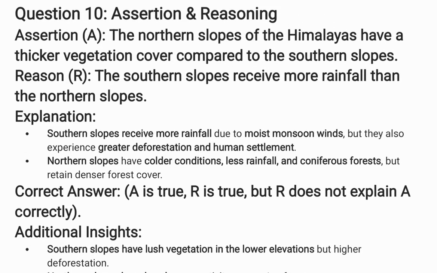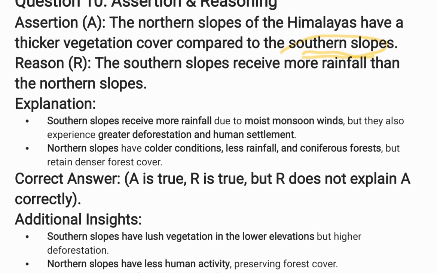Northern slopes of the Himalayas have a thicker vegetation cover compared to the southern slopes. हाँ ये तो सही है, ठीक. Northern slope of the Himalayas have a thicker vegetation cover compared to the southern slope. सही है. Southern slopes receive more rainfall than the northern slope.